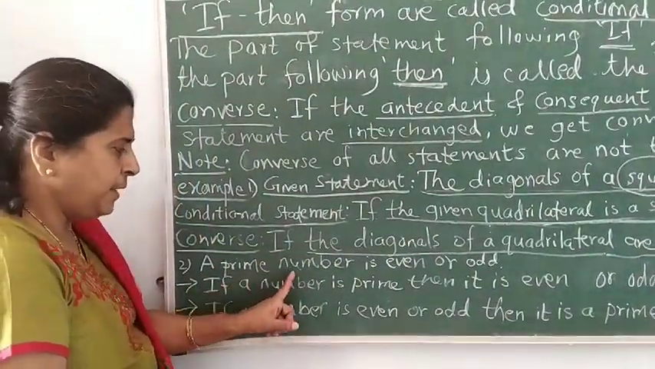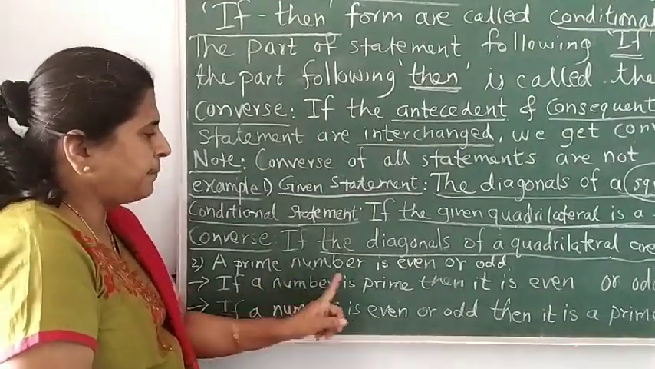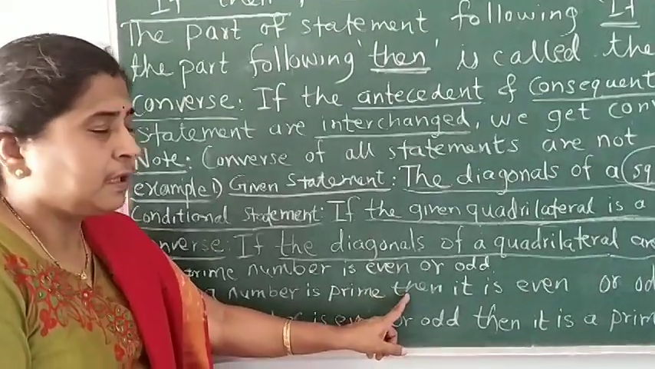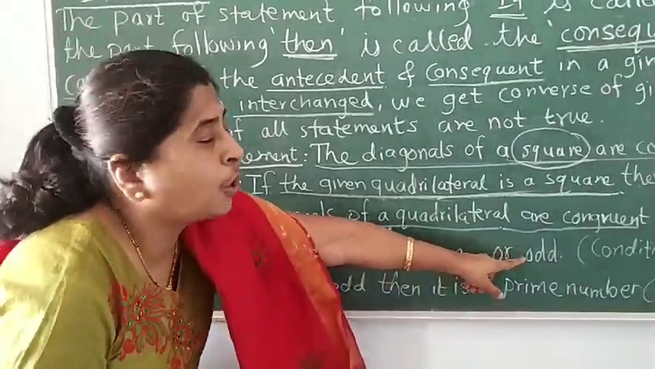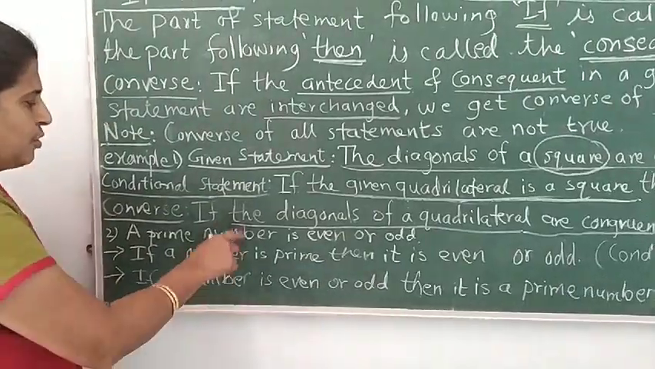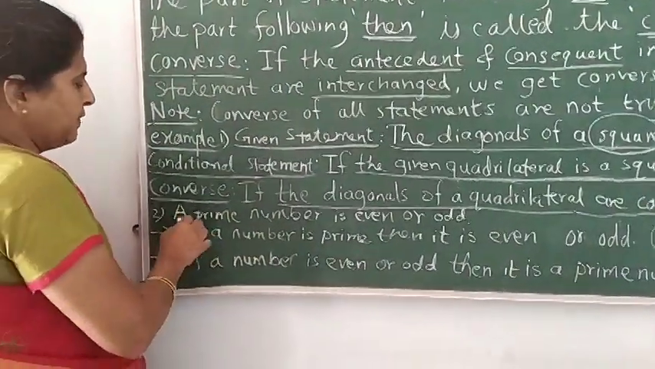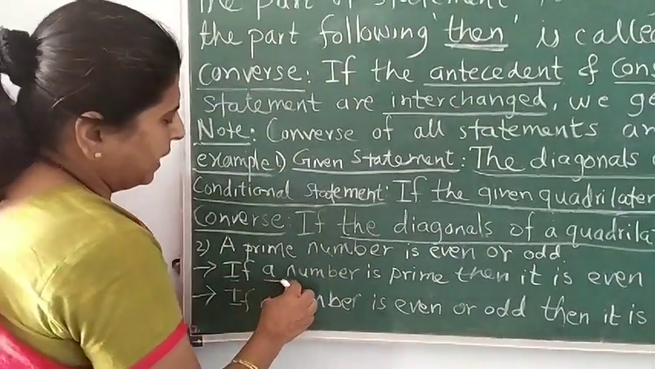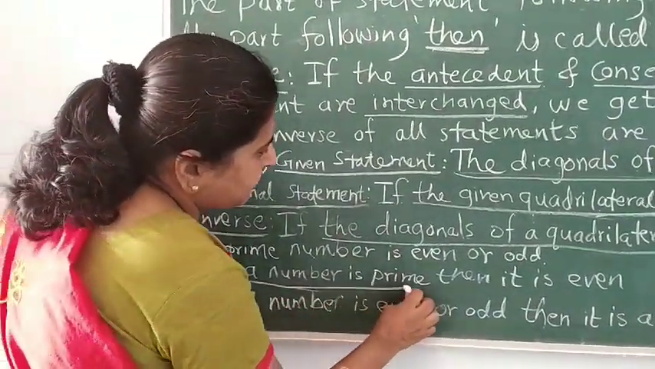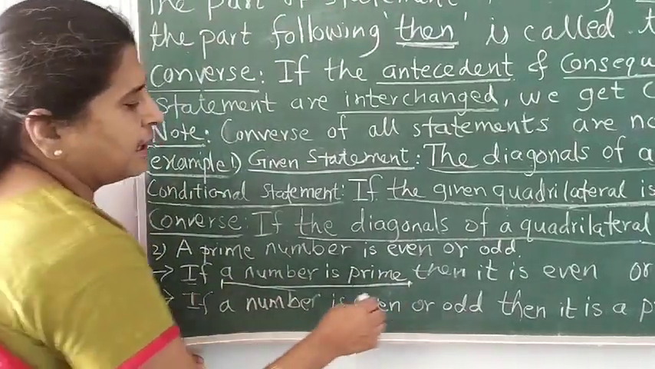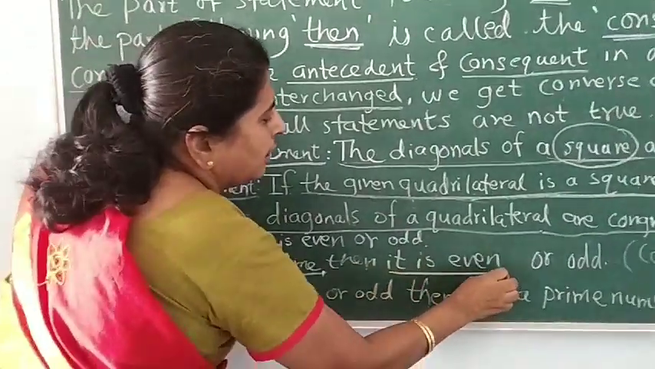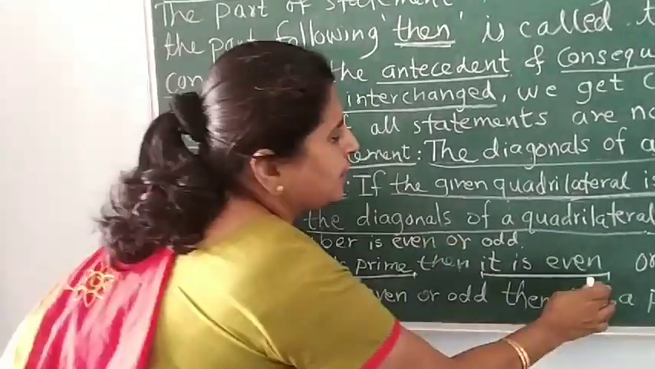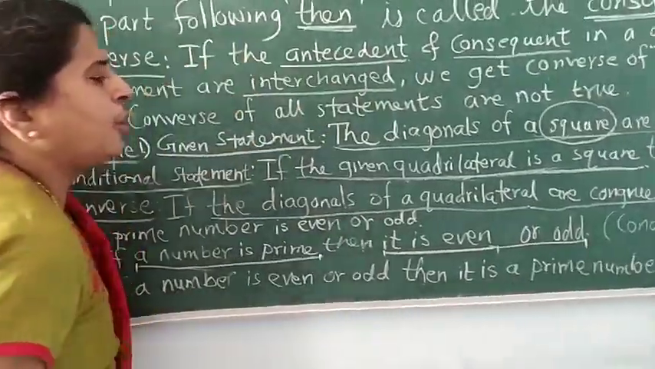So there is a number. So if a number is a prime, so if the given number is a prime, this is condition, then it is even or odd. Okay. So this is your conditional statement. So this given statement we have written in the form of conditional statement. The part following if, the number is prime, this is your antecedent, and then part following that, it is your consequent. Even or odd.